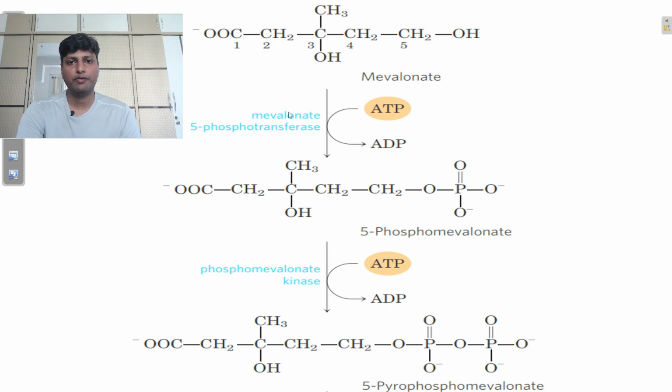In the first step, mevalonate will get added with one phosphate, resulting in the formation of 5-phosphomevalonate. Then a second phosphate will be added, resulting in the formation of 5-pyrophosphomevalonate.